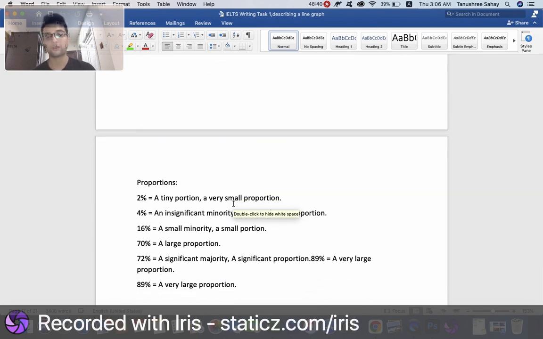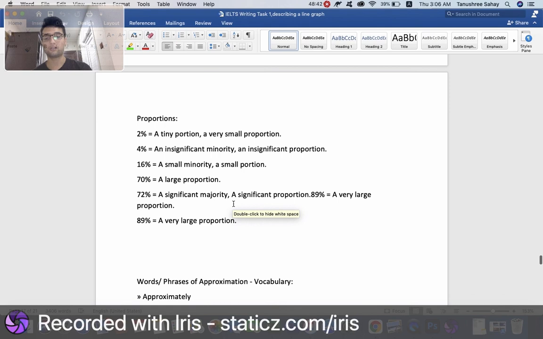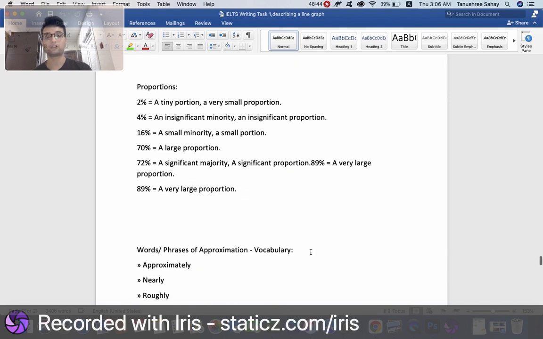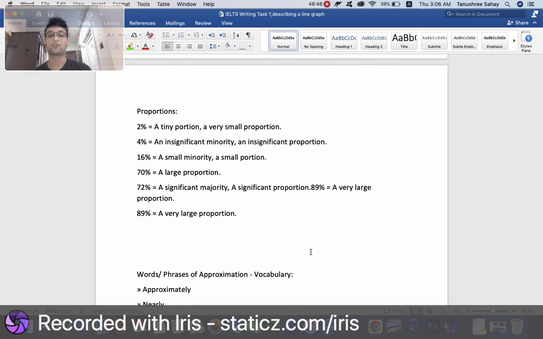The proportions are also good vocabulary for your line graph. 2% is a tiny proportion. Proportions are actually used in pie charts more than line graphs, but it's better to know them and use them for line graphs as well. For example, 10% or 16% is a small minority or small proportion, and 70 or 80% is a significant majority or a very large proportion.